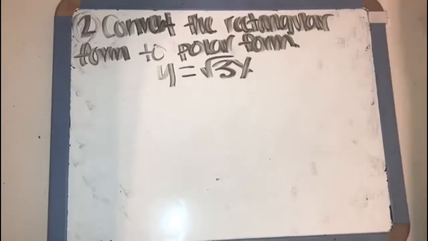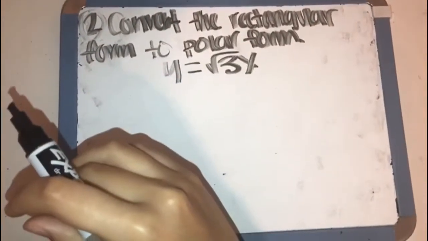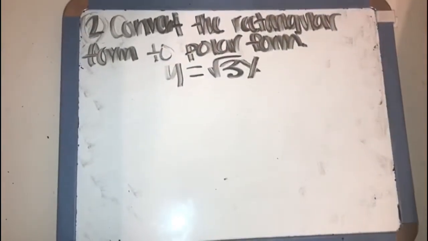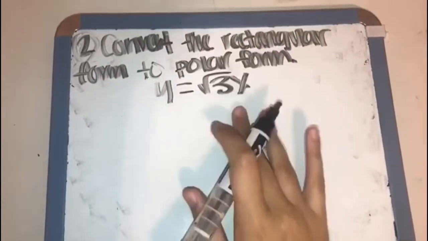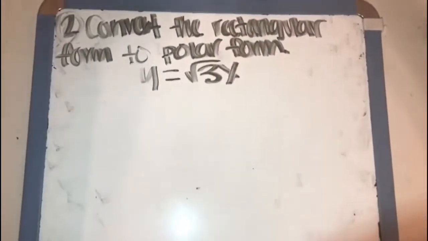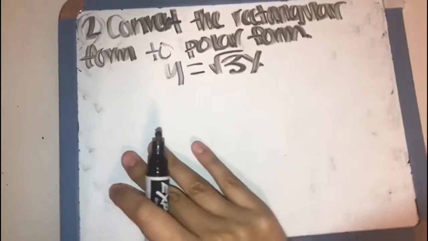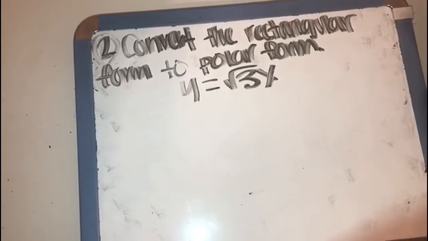So this one is a little more in depth than the last one, because the last one was just r and theta, it was already in a point form, but this one is not in a point form, it's actually in a y equals kind of form. So now the formulas we're going to be using are x equals r cosine theta and y equals r sine theta.